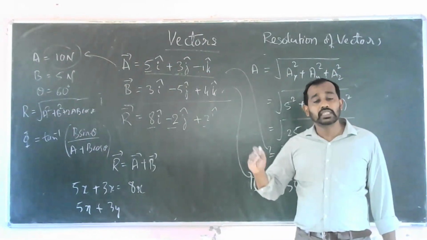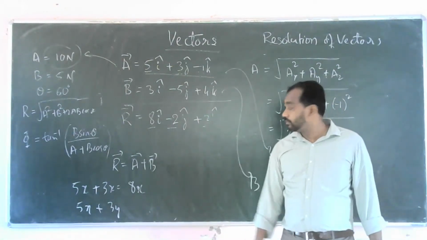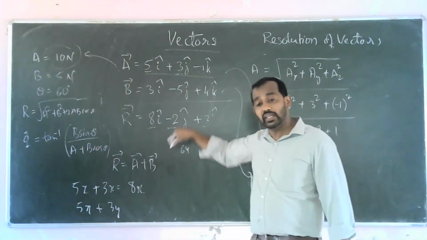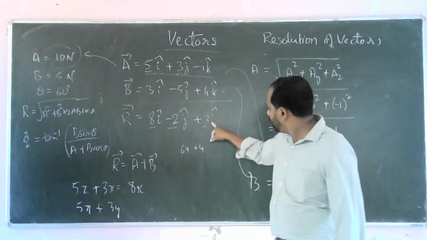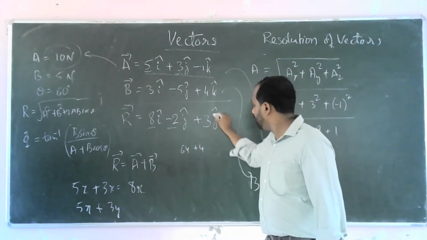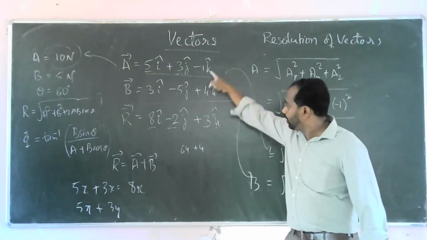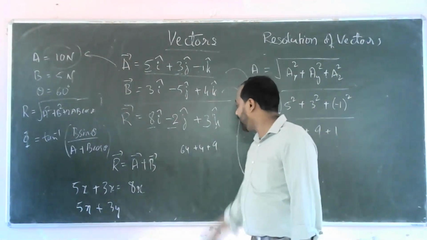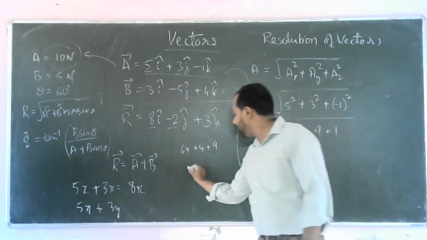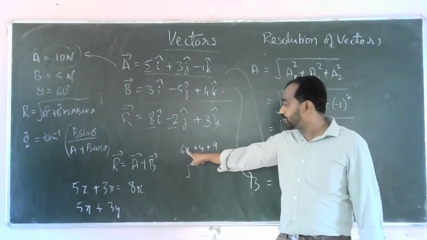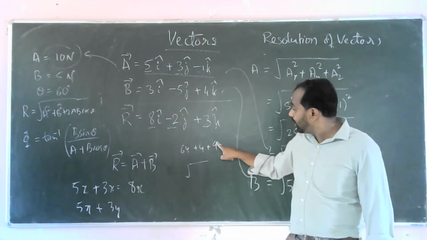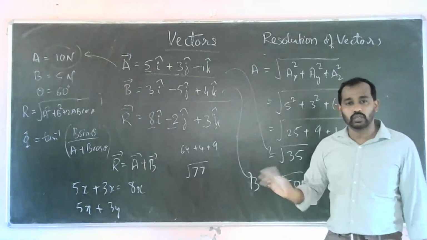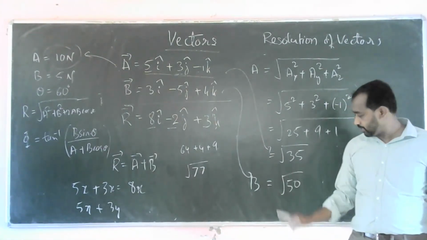Similarly, for the resultant, what is the magnitude of the resultant? Square of 8, square of minus 2, plus 4, and this is 3 j cap. Sorry, 3 k cap. So 3 square is equal to 9. How much is it? It will be equal to square root of 64 plus 4 plus 9. How much? Of course it is 77. Square root of 77.